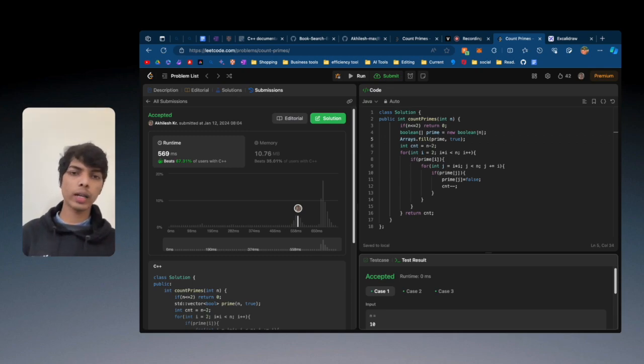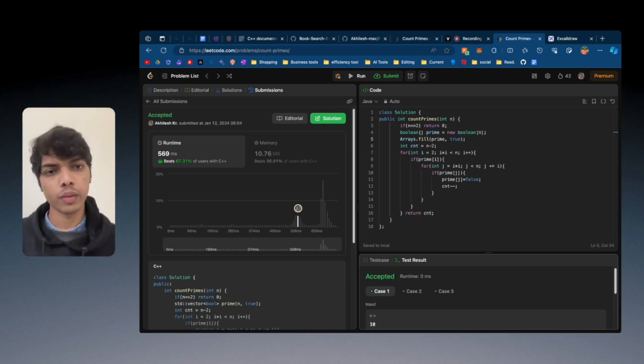So feel free to choose any one of the languages, and this is just the starting. We'll be solving more such problems in the days to come. And thank you so much.